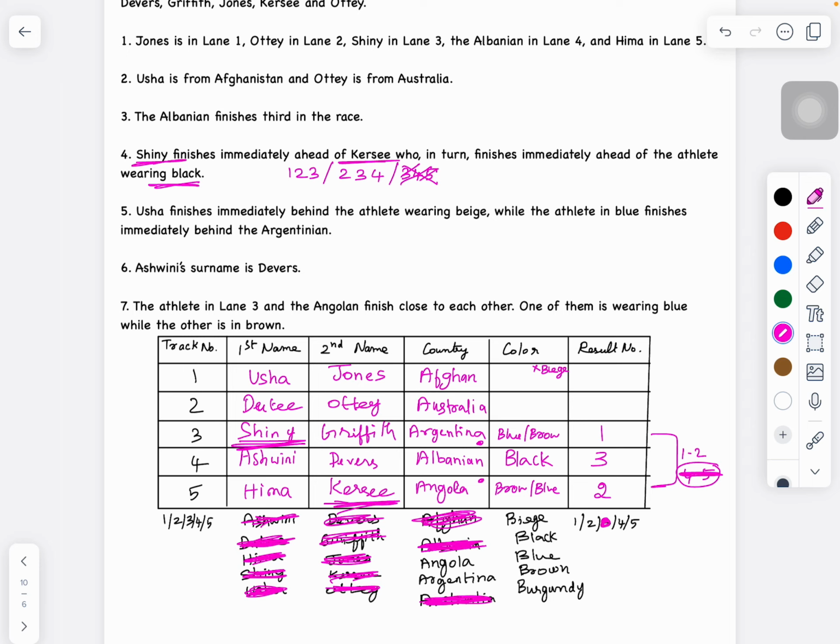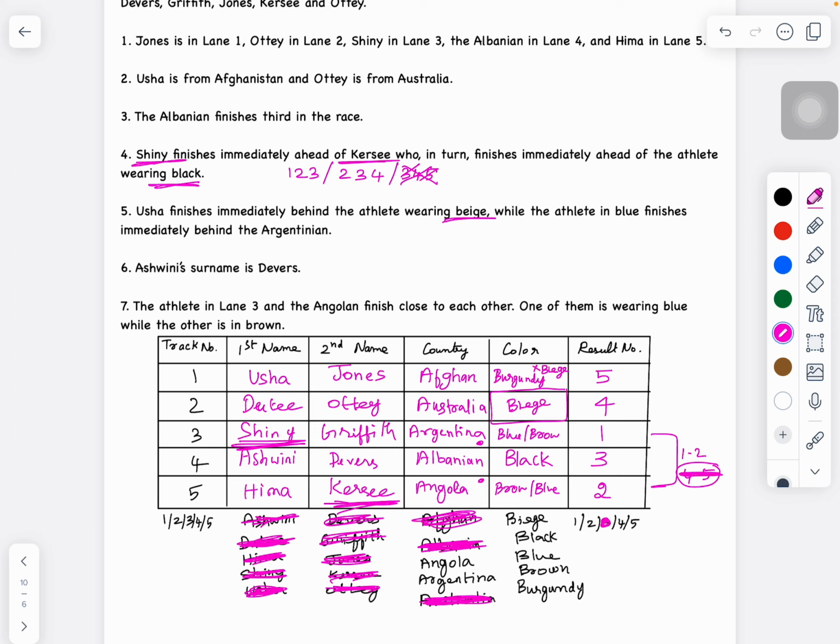Now let's go to point number 5, which says Usha finishes immediately behind somebody wearing beige. So there are only 2 ranks possible for Usha, 4th or 5th. For beige, only one position is possible. So therefore the only color that is pending for Usha is burgundy. So Usha finishes immediately behind the person wearing beige. So this is 5th rank and this has to be 4th rank.